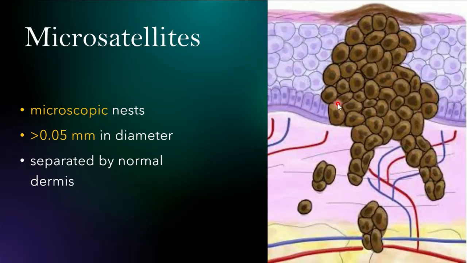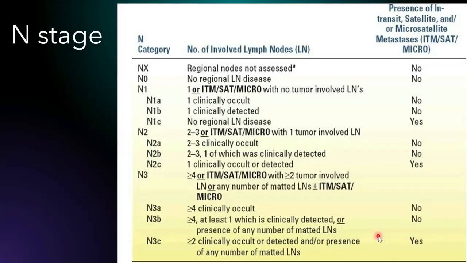Microsatellite lesions are microscopic nests, seen in this view by microscope. A microsatellite lesion is here. It should be separated from the primary lesion by normal dermis, and it should be more than 0.05 millimeter in diameter. So other than lymph node, the regional spread can be in-transit metastasis, microsatellite lesions, and satellite lesions. All these come into the N stage, regional metastasis. So we can see everything.